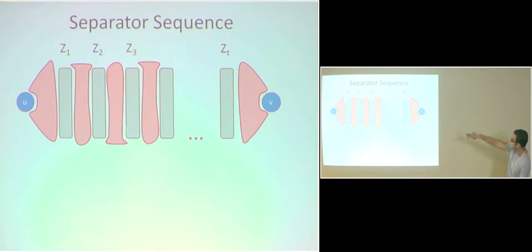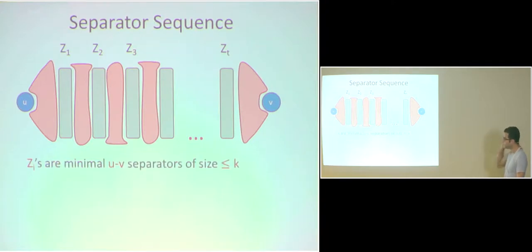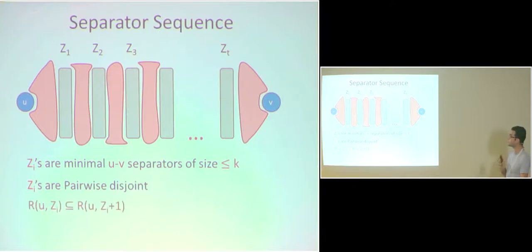Let's call Z1, Z2, Z3, and so on separators, naturally, and put them after each other. So what is this set of separators? It's a set of inclusion minimal separators that all have size at most k. They are pairwise disjoint, and they are nested. Nested just means that things look like in this picture. If I remove Z3, then I can reach Z1 and Z2. If I remove Z2, then I can reach Z1. From U. So they really are layered that way.